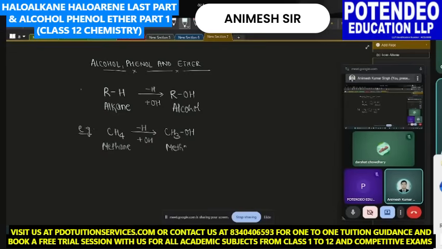It is known as methanol. Why methane? Because one carbon is there. And why are we using ol? That you must have studied in class 10th also. This ol is the suffix which is used in case of alcohol as a functional group. So whenever alcohol is present in the organic compound, it is represented by the suffix ol that is added at the last.